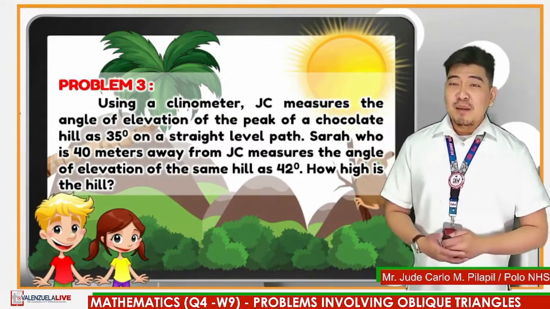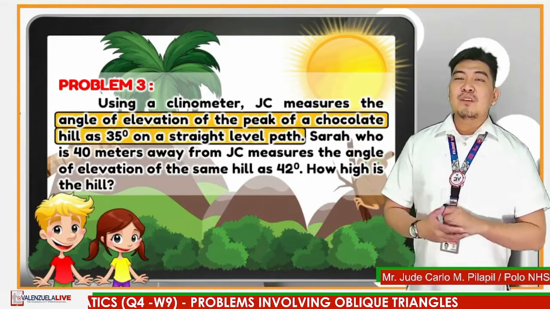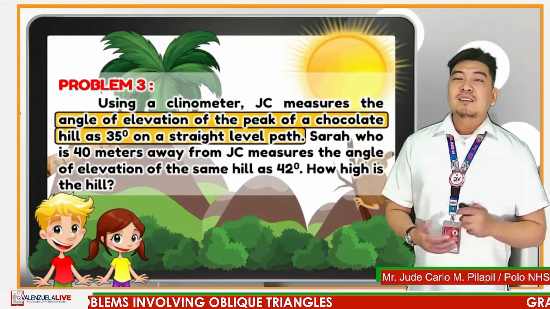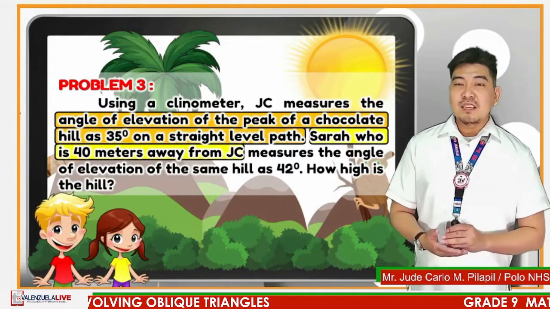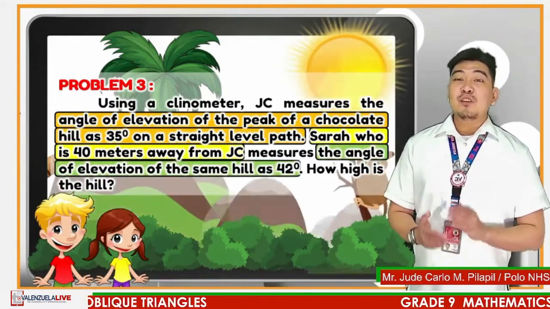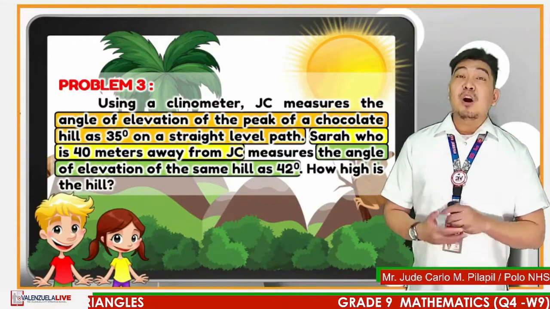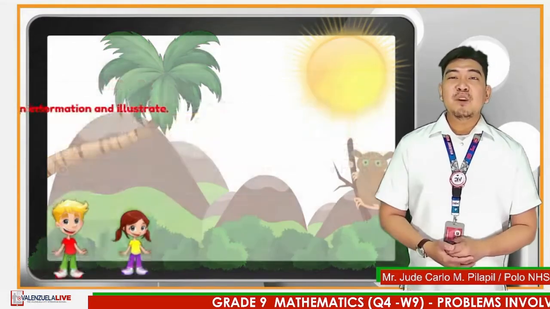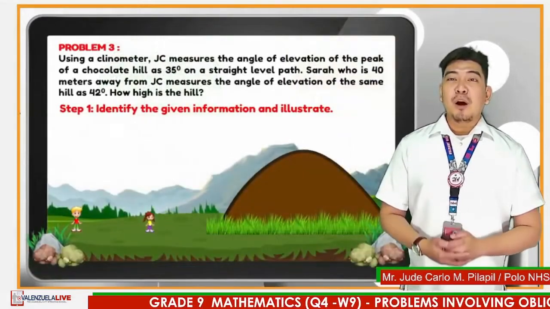The given information are the angle of elevation from JC to the peak of the hill, Sarah's distance from JC, and the angle of elevation from Sarah to the peak of the same hill. Let us use the given information to illustrate the problem.